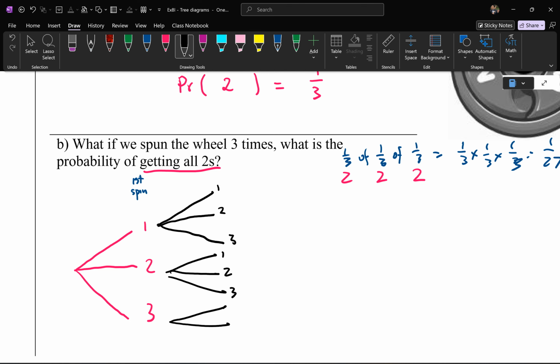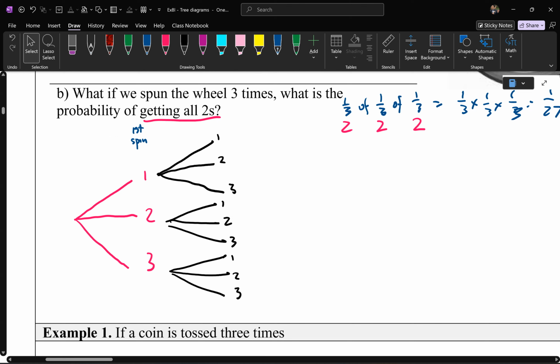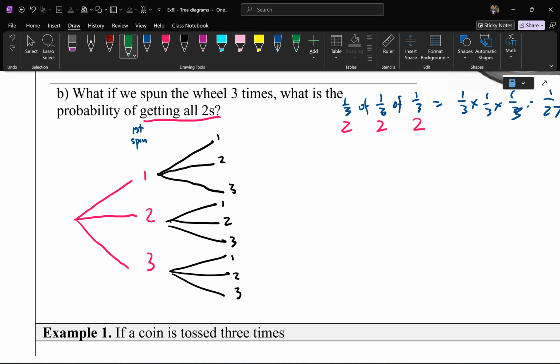But I'm hoping that you're starting to see a pattern. First go, how many options did you have? How many options did you guys have when you first spun it? 3. So that's why Attila said it was 1 out of 3, right? But when you spin it 2 times, how many options in total do you have? So you could have got a 1,1, 1,2, 1,3, 2,1, 2,2, 2,3, 3,1, 3,2, 3,3. So what's the total amount of options there?